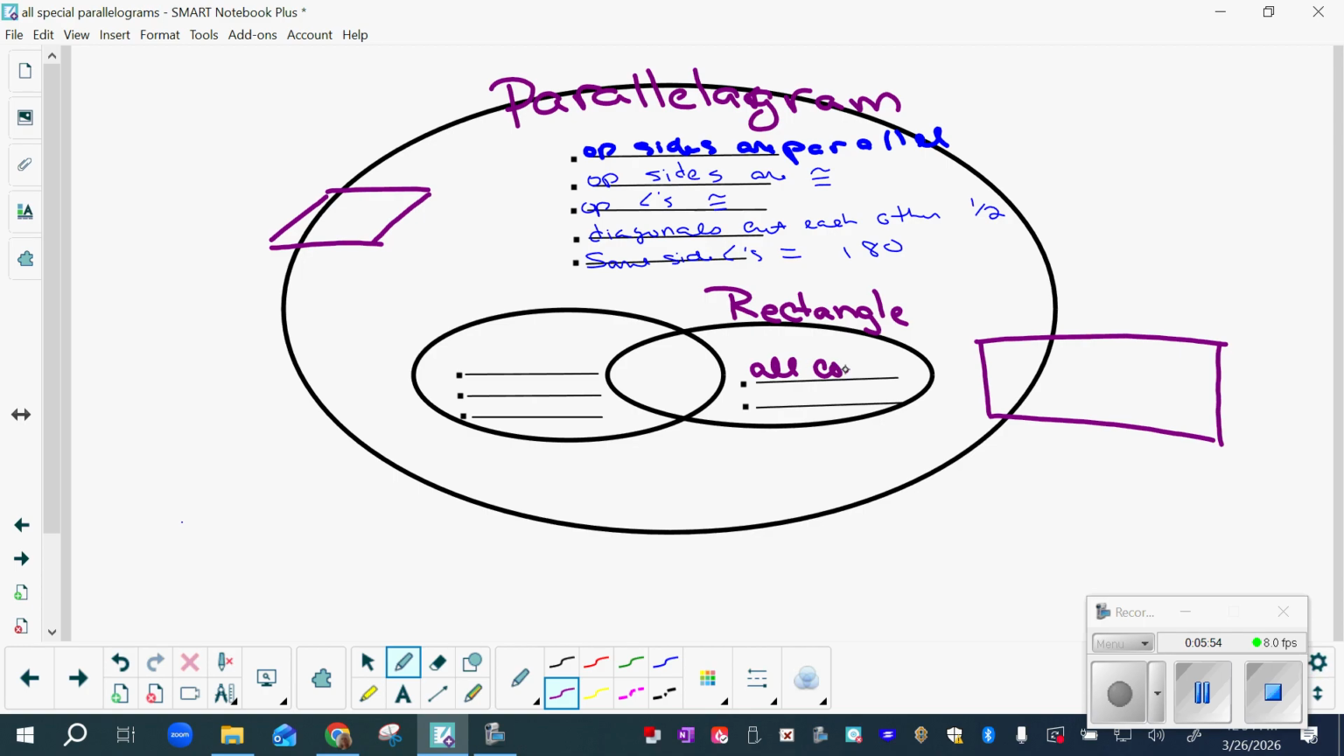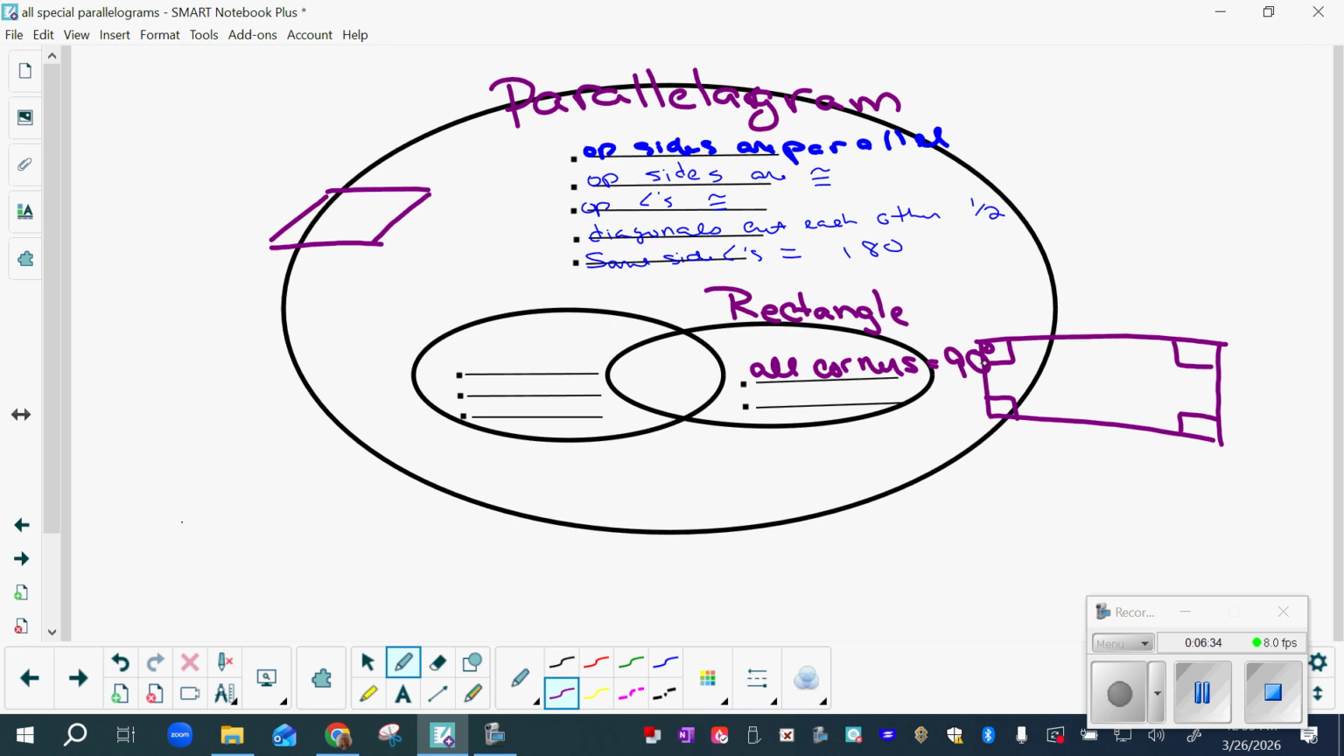All corners equal 90 degrees. Every corner in a rectangle, 90 degrees. Every single one of them. So all of these things plus all the corners are 90. Does that make sense? A rectangle has all of this plus two special ones, right? And here they are. Draw them on here. Look, boom, a little 90 in the corners. Boom, a little 90. Boom, a little 90. Love him.